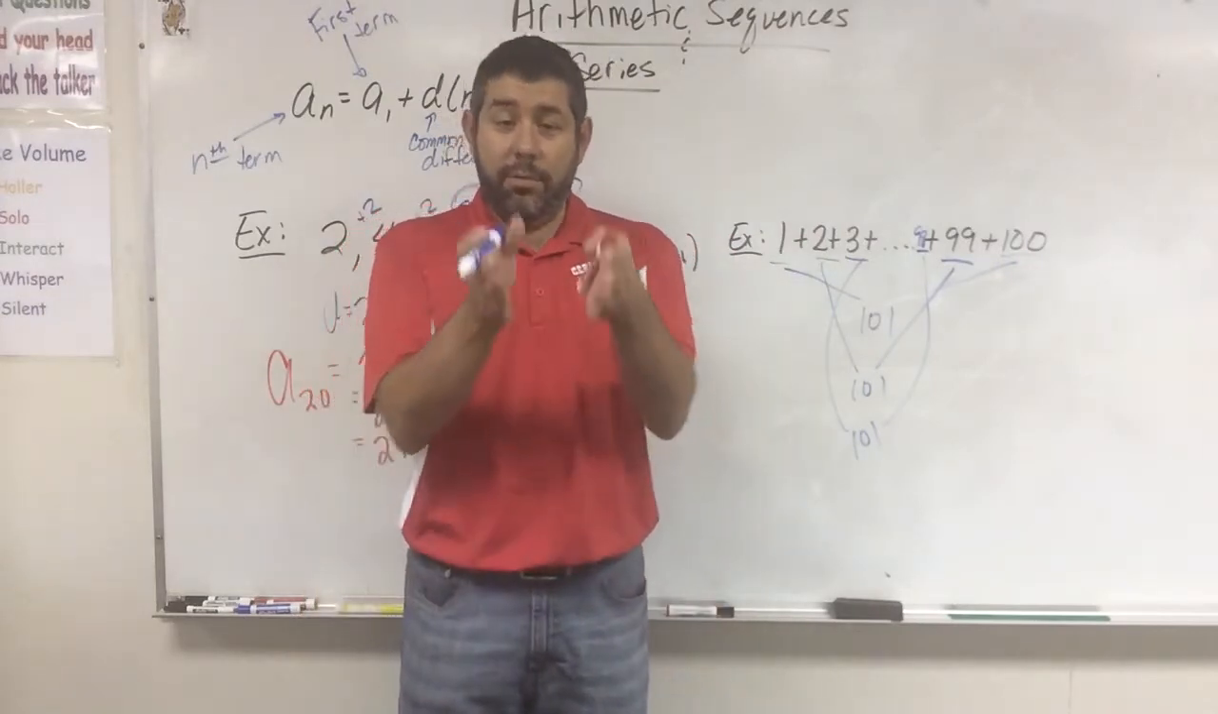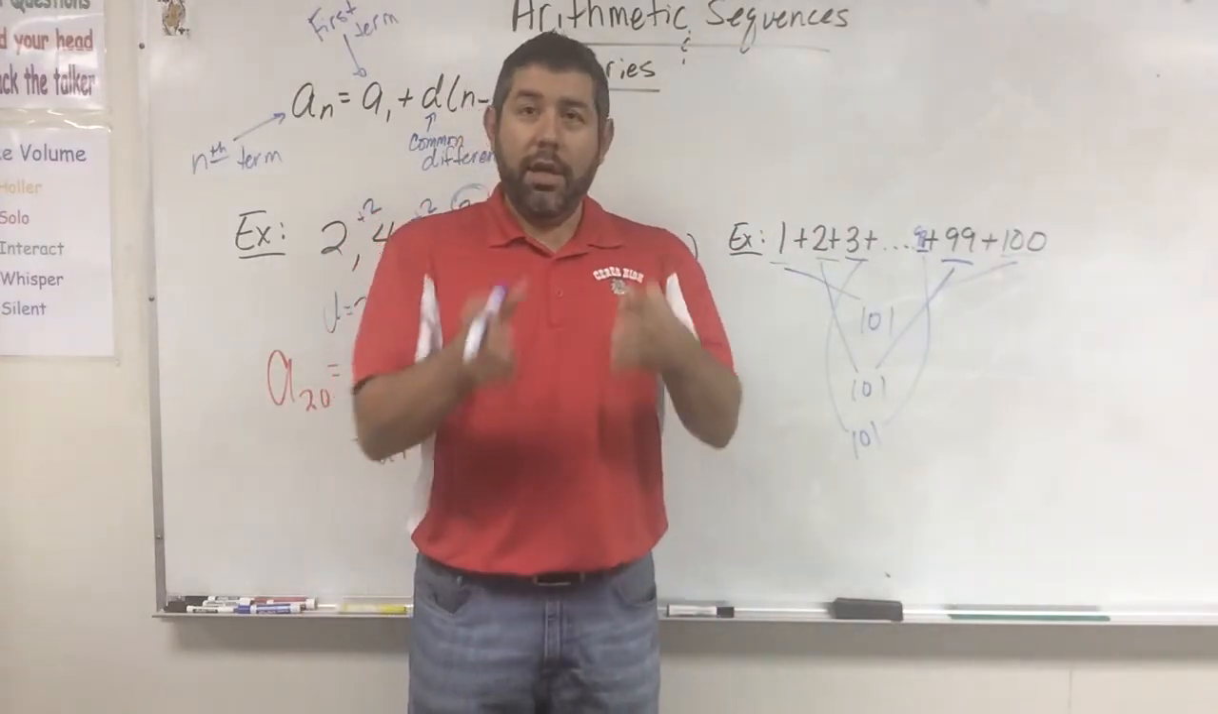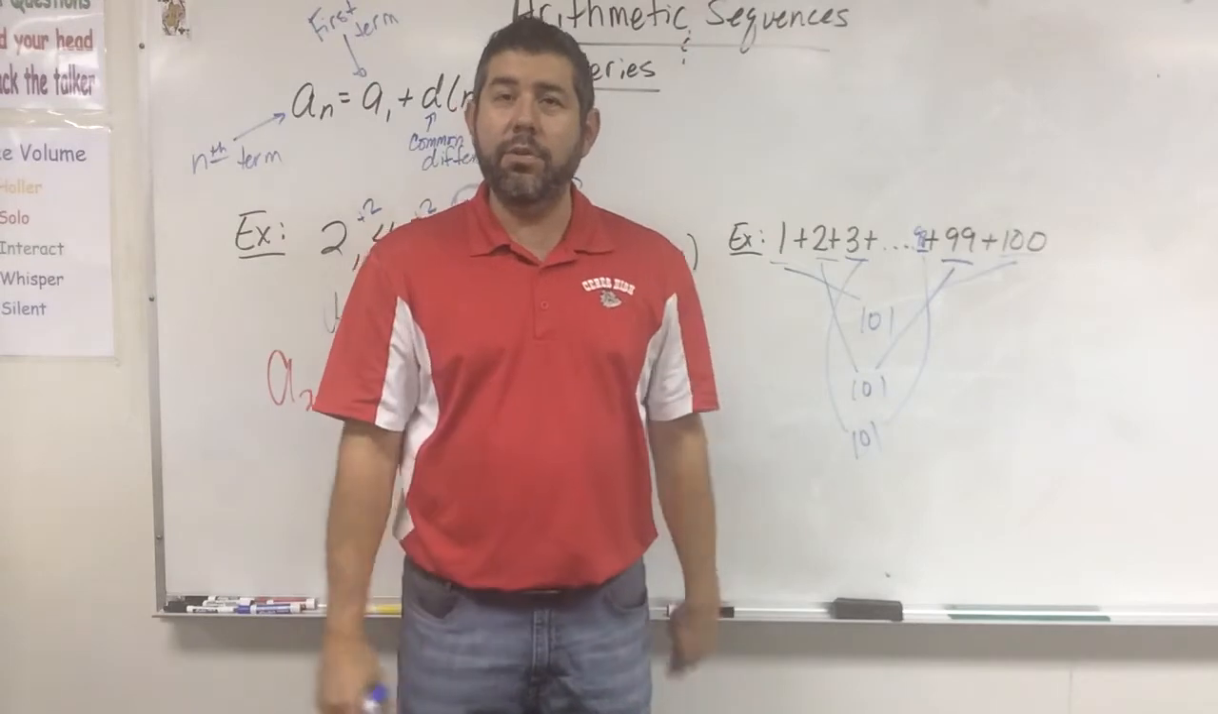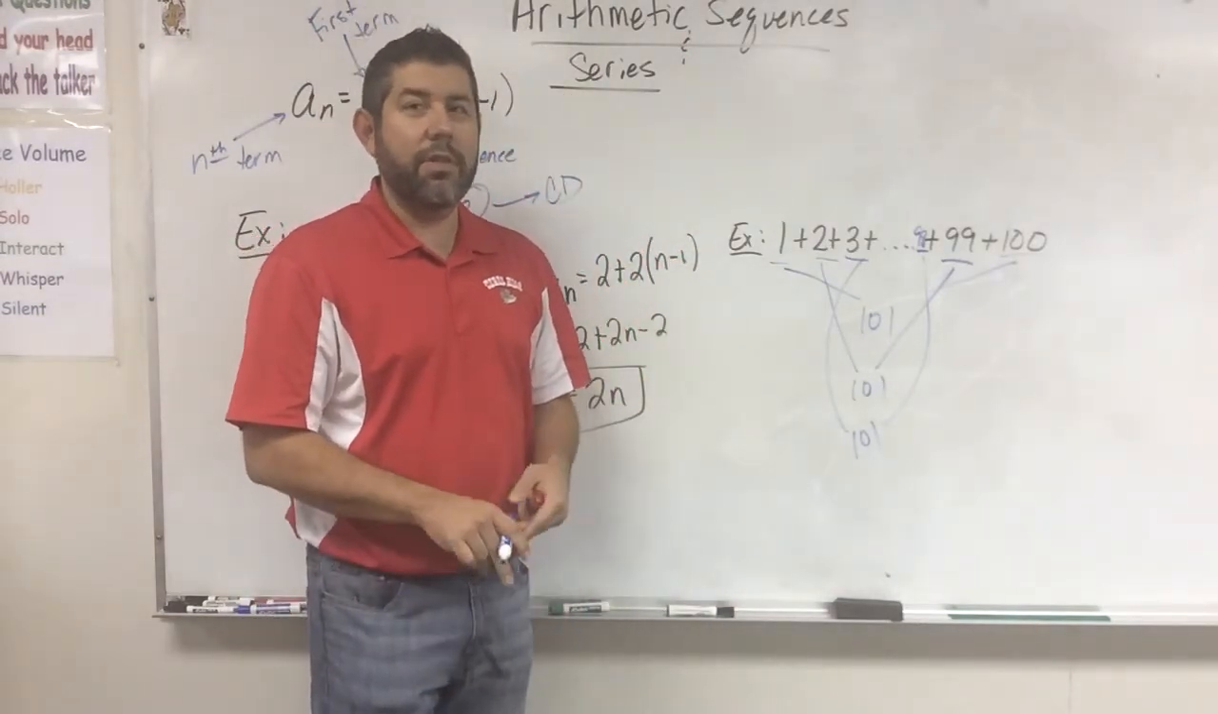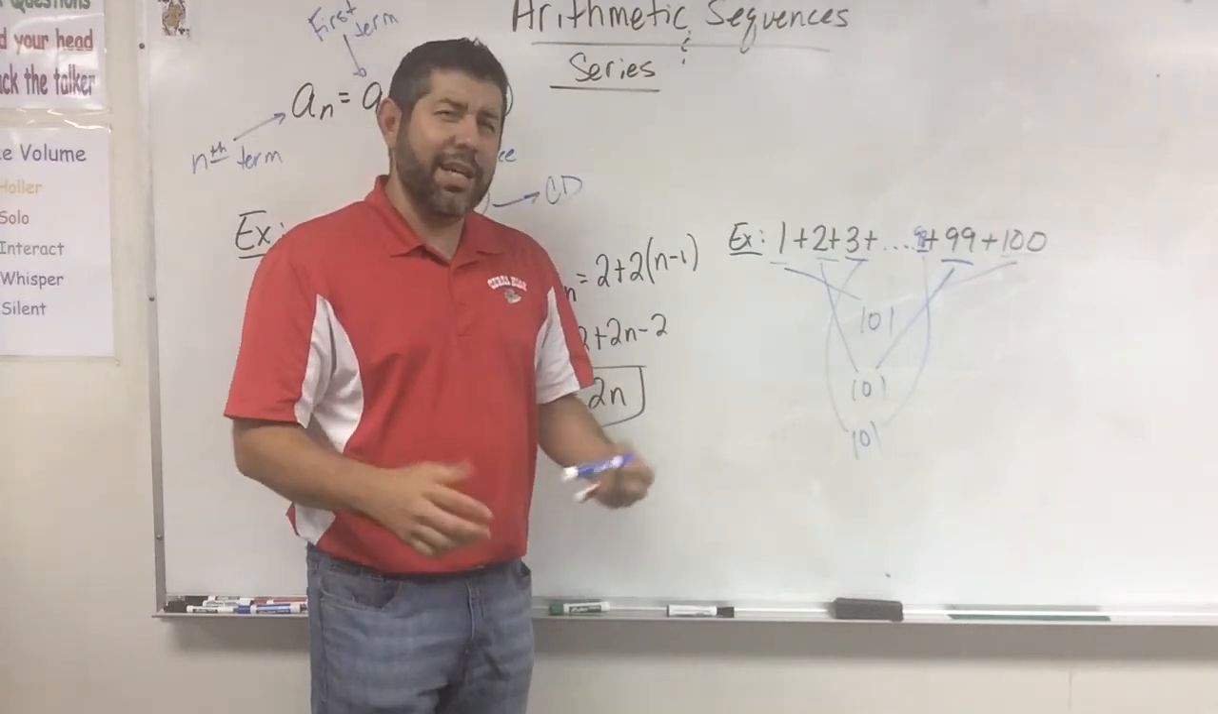and I've got 50 of them, because I can keep going, 49 and 52, and I'm going to get to 50. I got 50 of them. So if I just take 101 and multiply by 50, I got my answer. Turns out to be 5,050. Yeah, this guy's super genius.